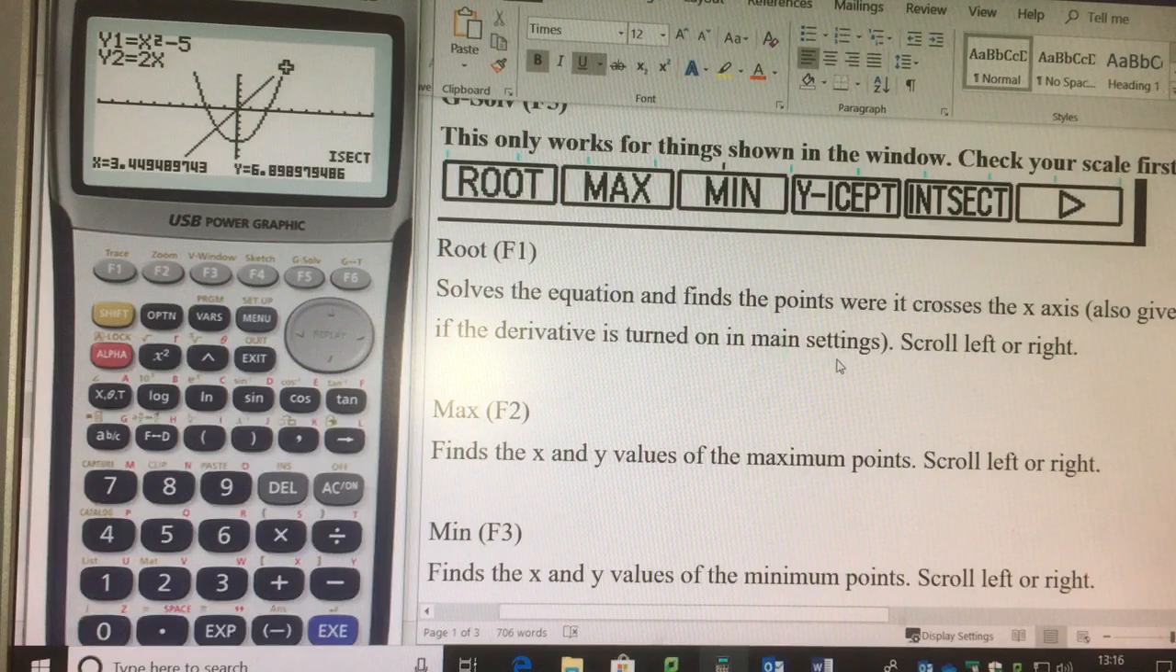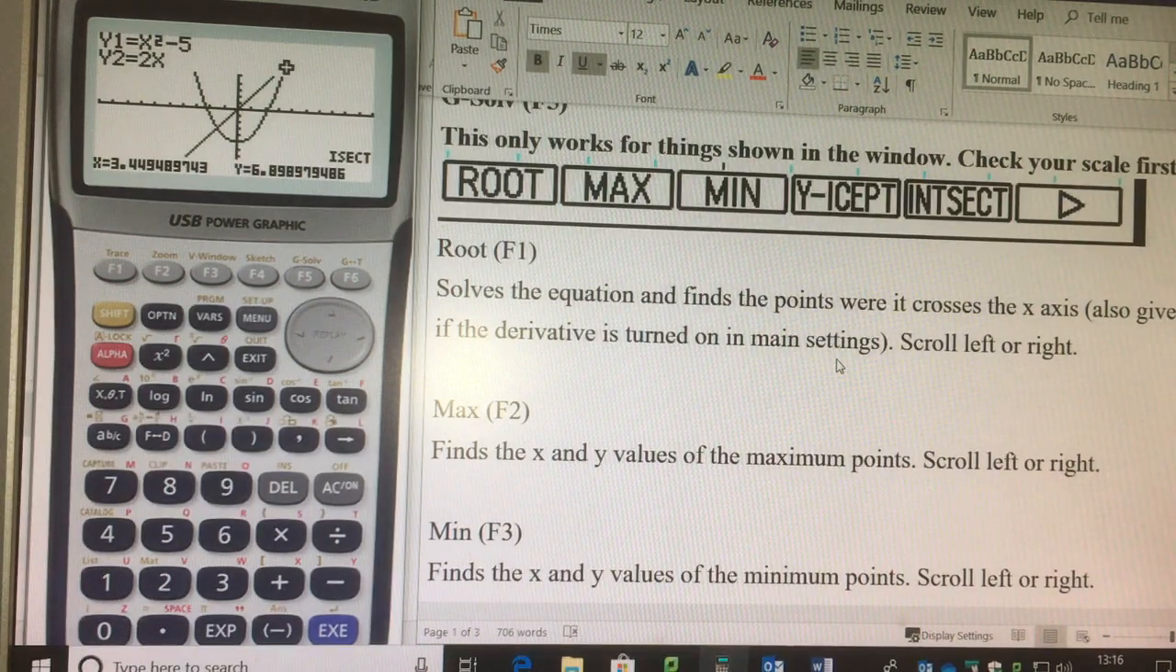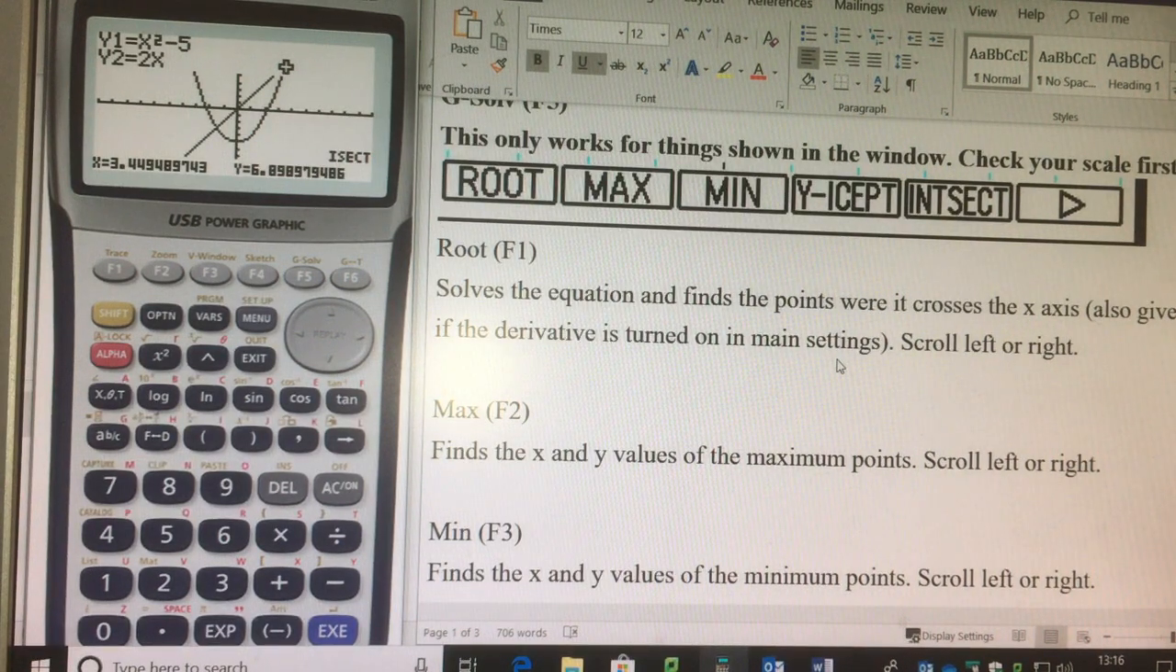Okay, on the old calculators, it would only find you stuff that was on the window. I think your calculators are a bit smarter than that, and it'll even solve stuff that's not on that visible window. But certainly for the old type, it'll only solve what it can see in front of it. So be careful with that. If you're ever trying to solve something, I'd make sure that you can see it before you try and use the solve function on the calculator.